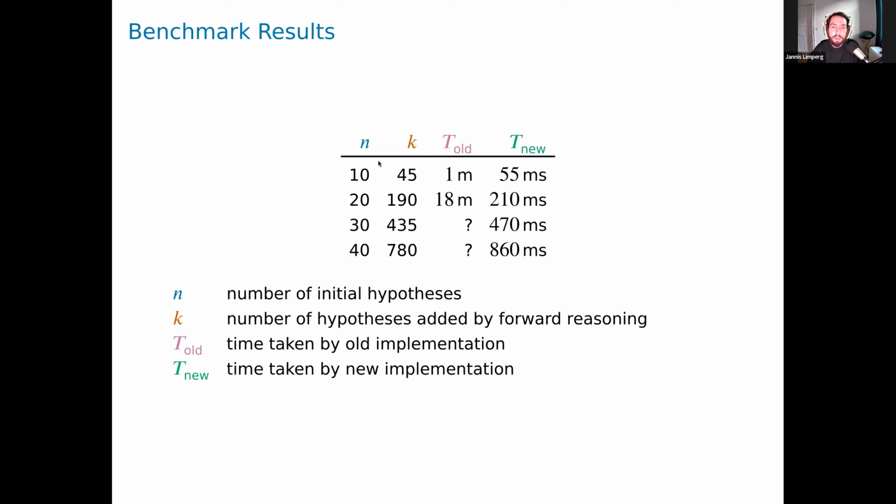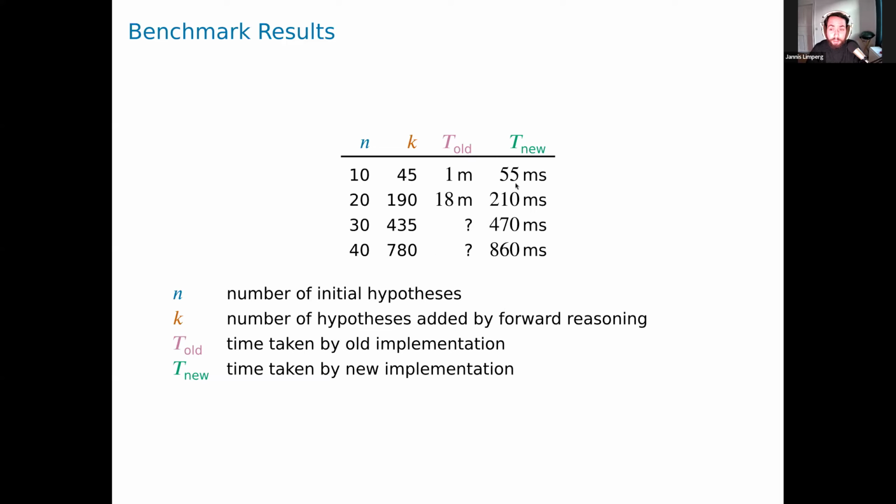So in this table, n is the number of hypotheses that we had initially. K is the number of hypotheses that Aesop has to add, so the number of hypotheses added by forward reasoning. T old is the time that it took the old implementation. T new is the time that it took the new implementation. And you can see that the old implementation already struggled mightily on my laptop with 20 initial hypotheses. Here it needs to add 190 new hypotheses, and it took 18 minutes to do so, which is definitely excessive. And for 30 and 40 hypotheses, I didn't bother trying.